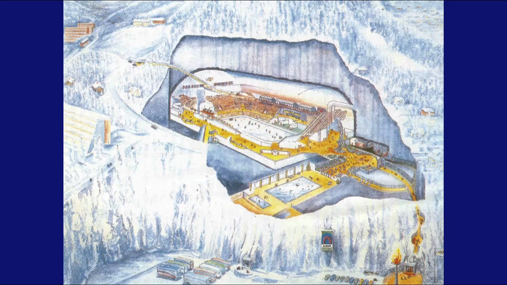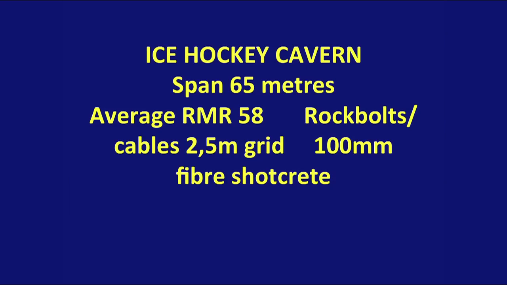The actual recommendations for that is the problem. It's an ice hockey cavern which was created in Norway for the Winter Olympics back in the 1990s, I think. These are the actual numbers corresponding with that ice hockey cavern. The span, 65 meters. The actual average RMR determined was 58. Our estimate was 50 to 60 or 55 on average. So it took us a minute to determine that.